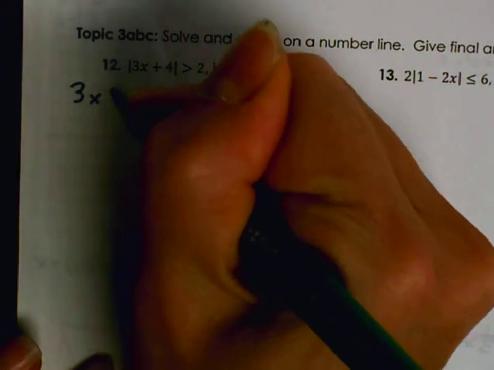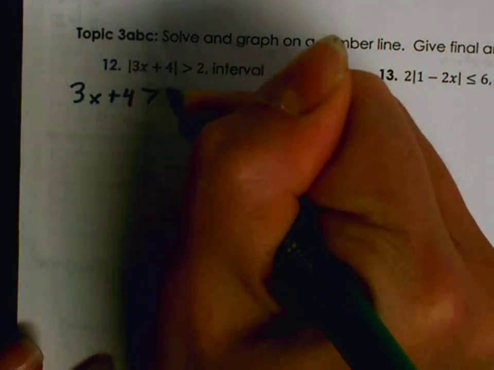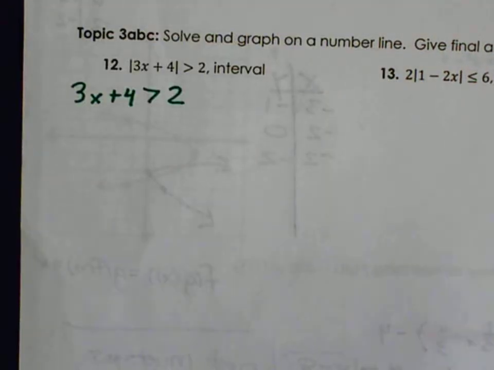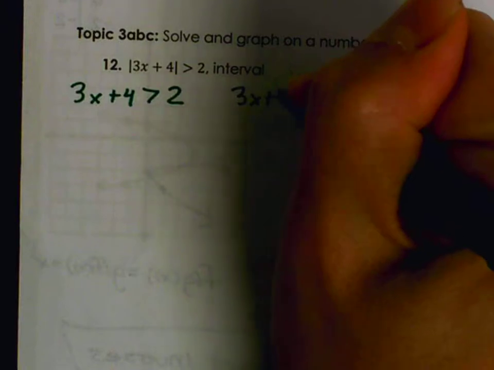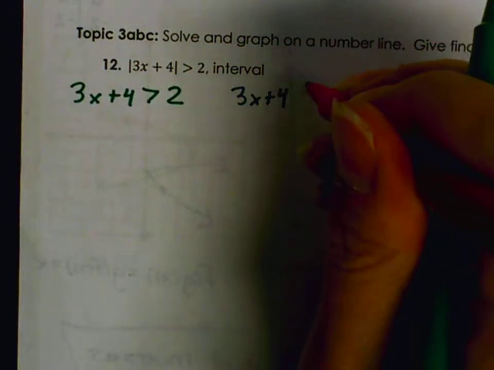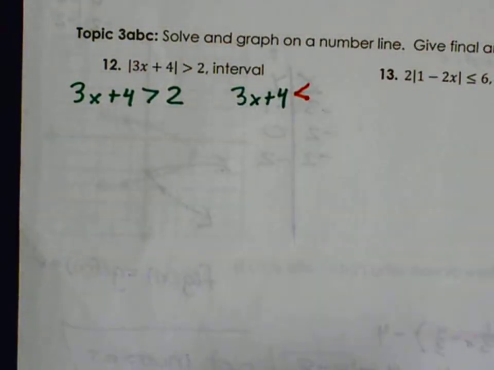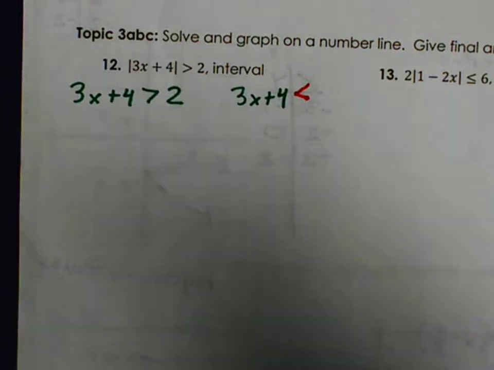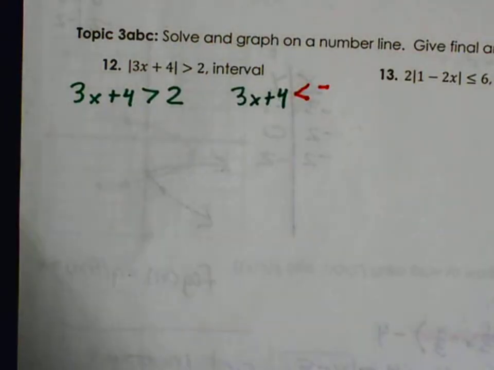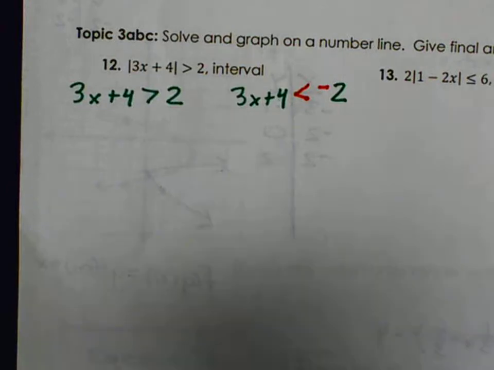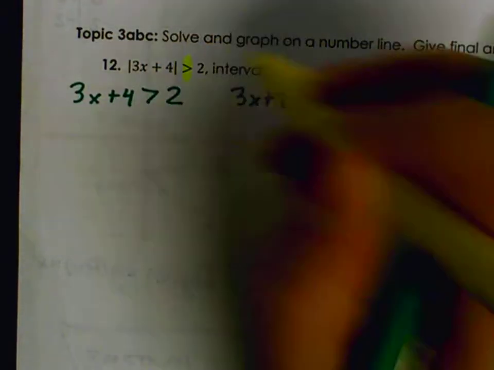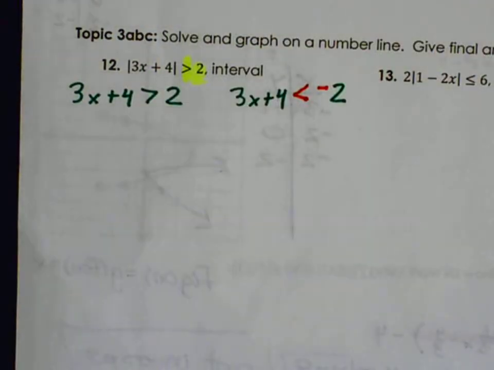So 3x plus 4 greater than 2. I write the first one exactly as it is without the absolute value sign. The second one, I'm going to write 3x plus 4, but I need to change the inequality. I need to flip it, and I need to change the sign of the number on the right, so it becomes negative 2. The first one's exactly the same. The second one, I flipped it, and I changed that positive 2 to a negative 2.